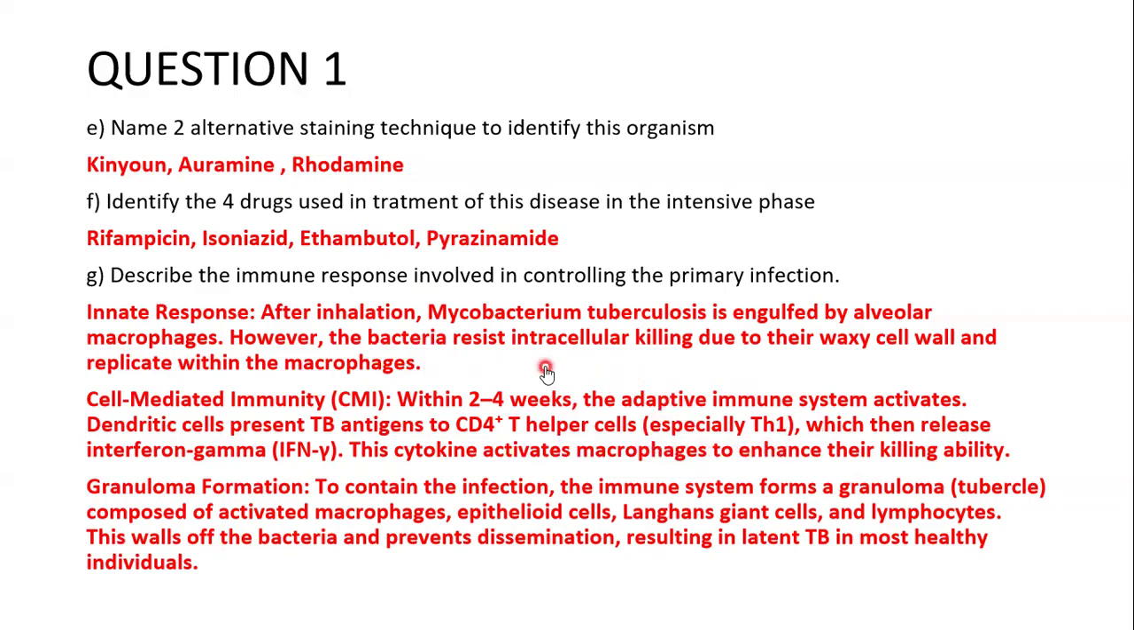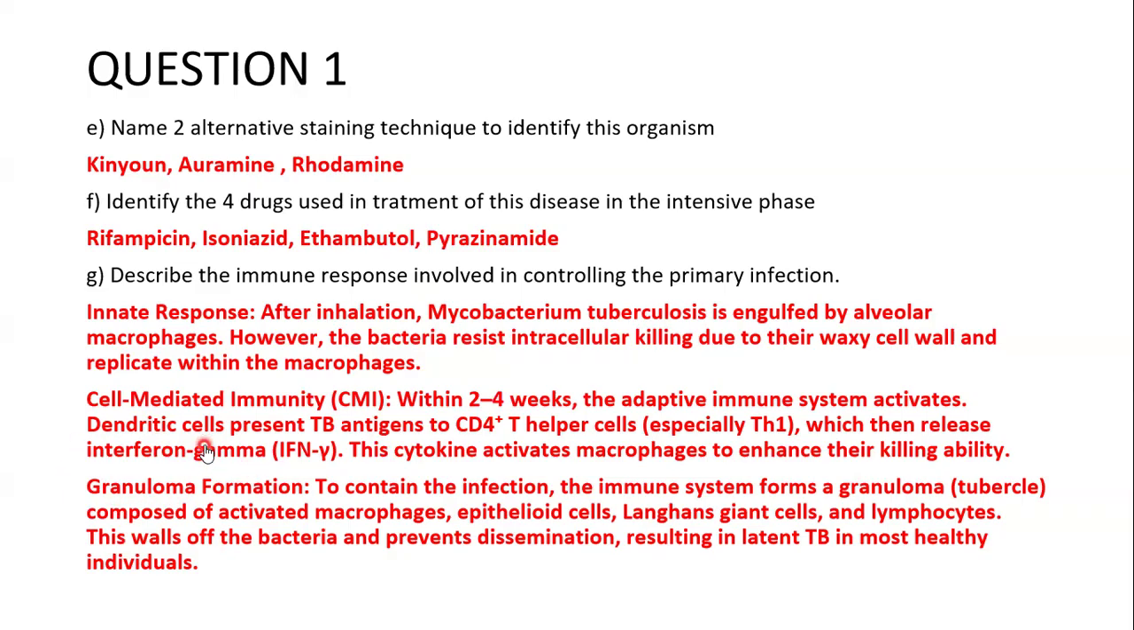Now, these cytokines activate the macrophages to enhance their killing ability. So here, if you can't remember all this immunology, you can just mention that 2 to 4 weeks after infection, cell-mediated immunity is activated, leading to enhanced killing of the TB. Then after that, there's going to be formation of granuloma. So these are the marking points.